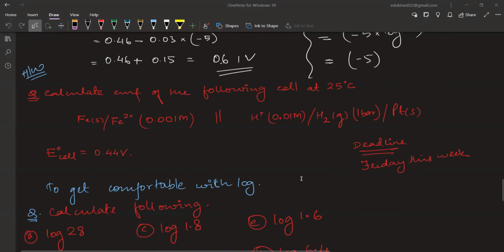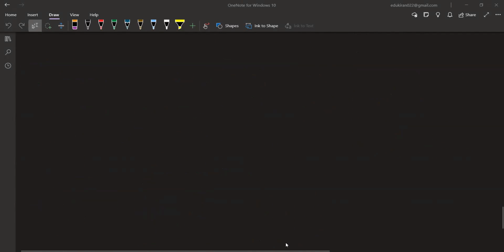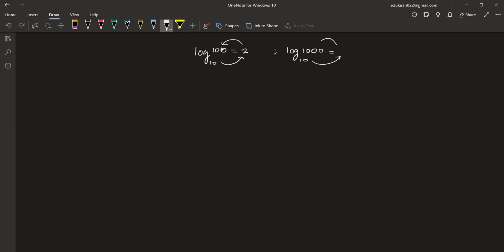I told you it's related to the exponent, and you need to learn only one thing. If you learn this one thing, then it will be very easy for you. Log with the base 10 of 100 is equal to 2. That means 10 squared is equal to 100. If I ask you what will be the log of, let us say, 1000 with the base 10, you have to tell me 10 to the power of what is equal to 1000. Sir, power of three. Very good.